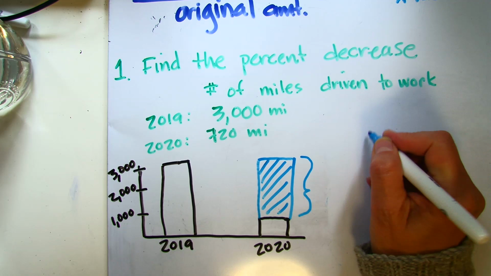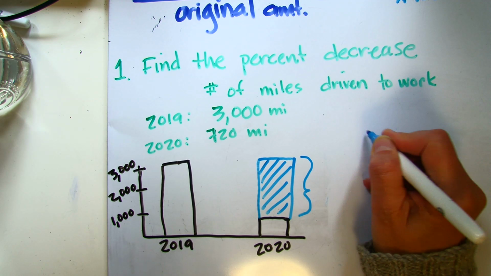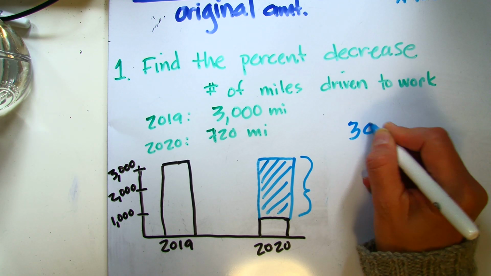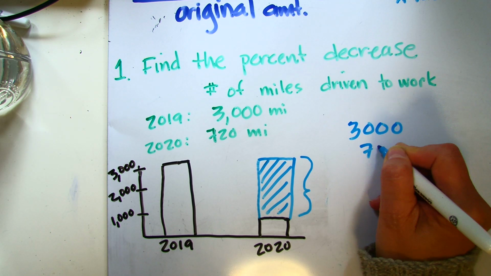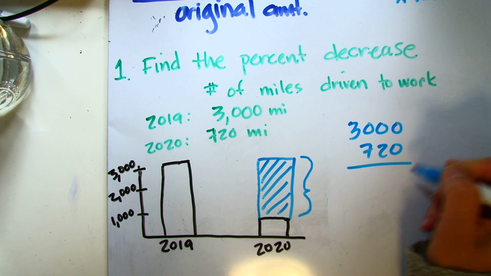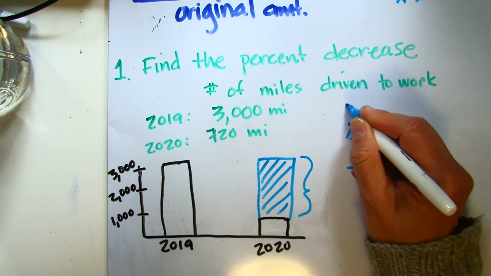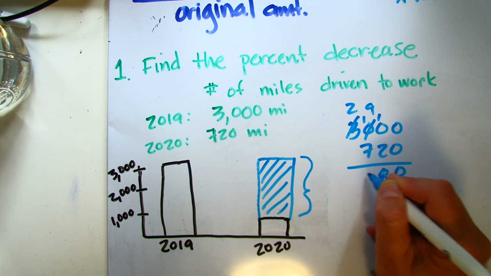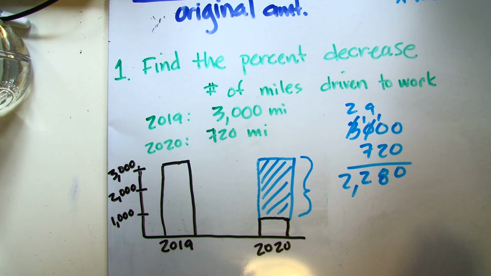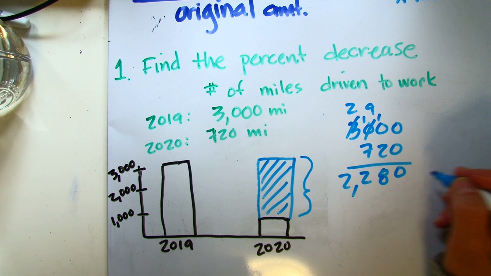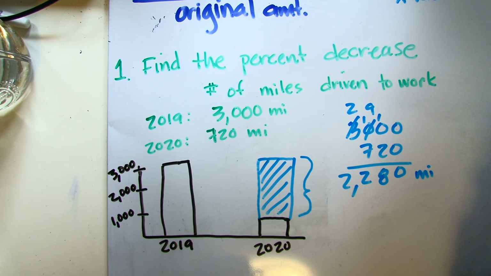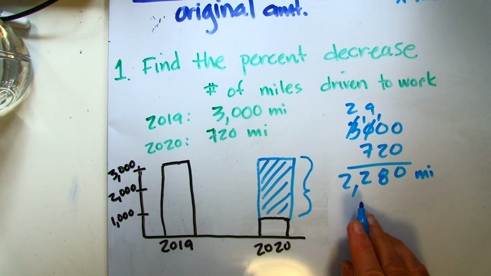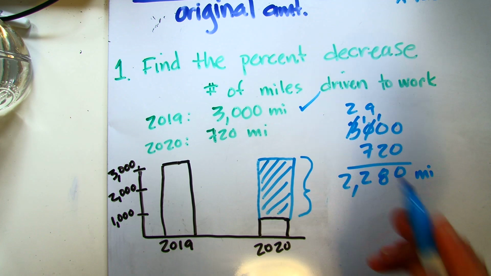So let's first subtract 720 from 3,000. We're going to get 2,280 miles. Now we're going to then divide this difference by the original amount, which is the 3,000.